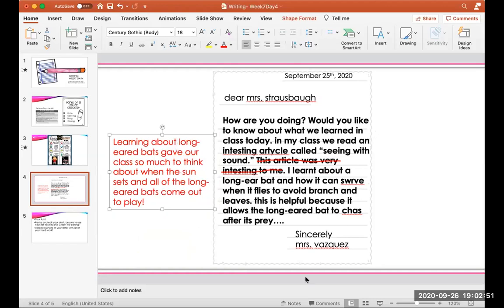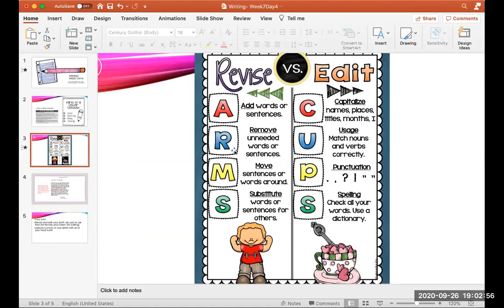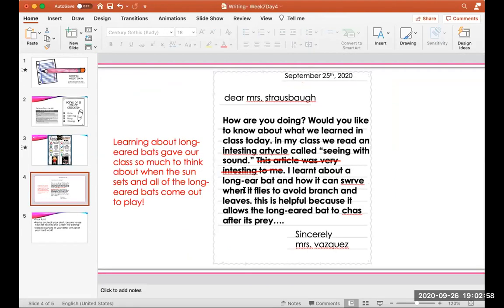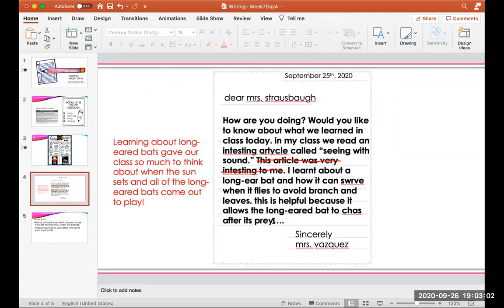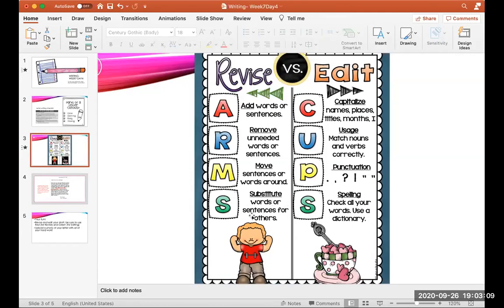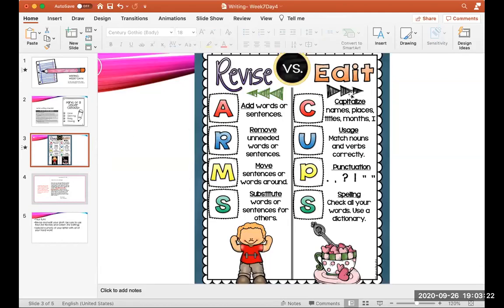Does that make sense? All right, so going back, because I like to go back to mine. Remove unneeded words or sentences, so I did that. Move sentences or words around. I don't really think I have to move anything around, so I'm going to skip that one. And substitute words or sentences for others. This is helpful because it allows the long-eared bat to chase its prey. I think this is pretty well. Okay, so I'm going to move on into editing.